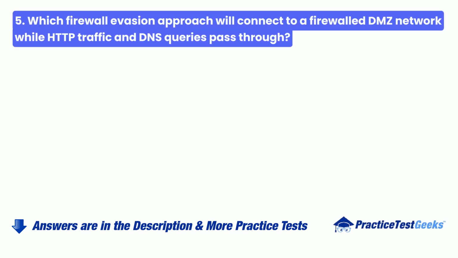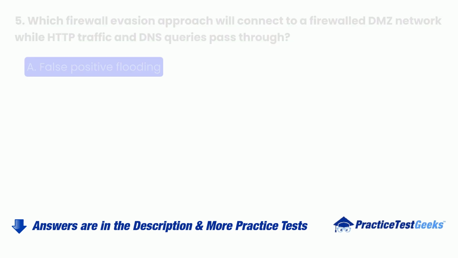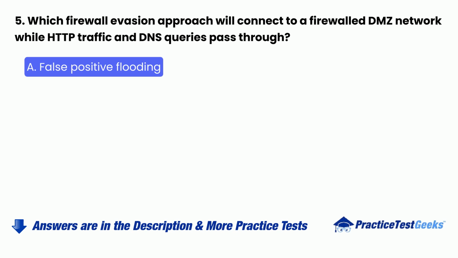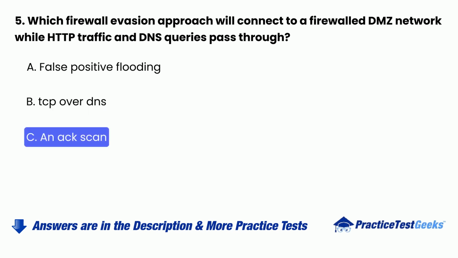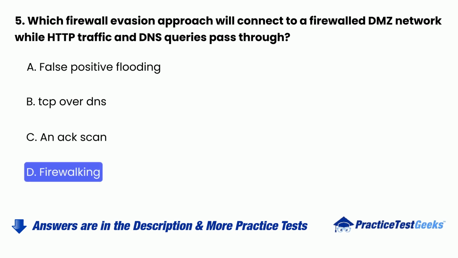5. Which firewall evasion approach will connect to a firewall DMZ network while HTTP traffic and DNS queries pass through? A. False positive flooding. B. TCP over DNS. C. An ACK scan. D. Firewalking.